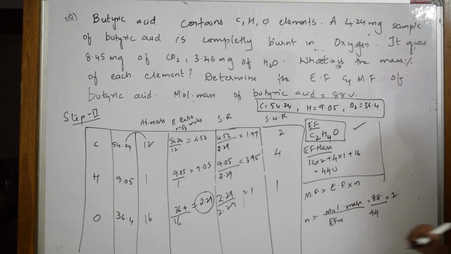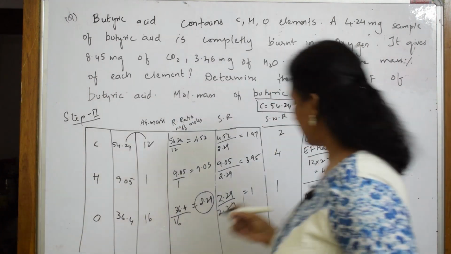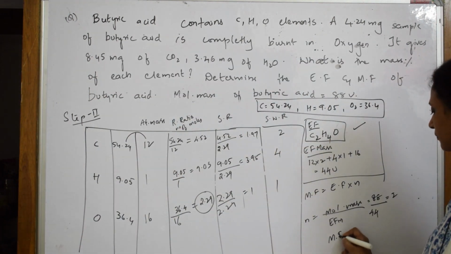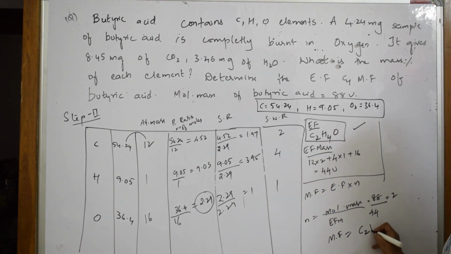So this is n. Now substitute this n in the formula. Why am I doing that? Because I need to find the molecular formula. The empirical formula is C2H4O, into 2. Now multiply: this becomes C4, hydrogen becomes H8, oxygen becomes O2. So this is your molecular formula.